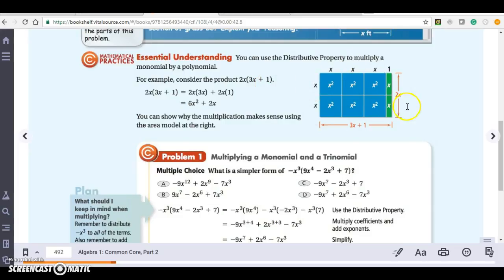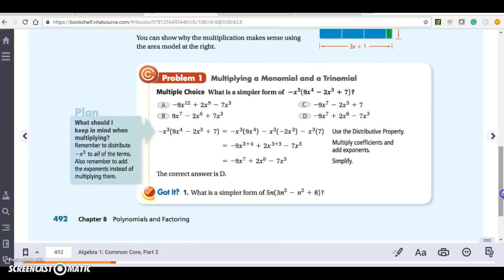If we use this rectangular model, I have 2x, which is the same as x and x. And then 3x plus 1, so I have x, x, x, and a 1. And so when I multiply x times x, the area is x squared, and I have six of those. x times 1 is x, and x times 1 again is x. So if I add all my like terms, I get 6x squared plus 2x. I would get the same thing if I distribute. So 2x times 3x is 6x squared, and 2x times 1 gives me 2x.